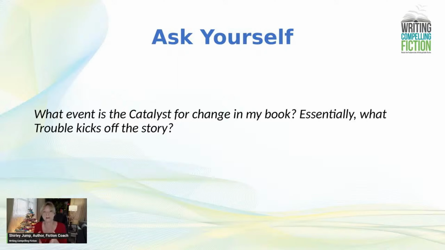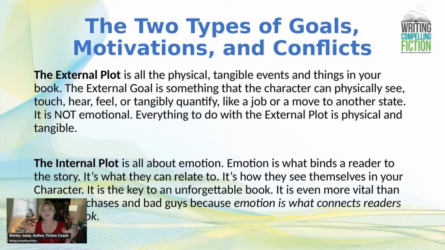What event is the catalyst for change in your book? What trouble kicks off your story? So there's two types of goals, motivations, and conflicts. And if you guys downloaded the plot handout and filled that out, then you've already kind of figured all of that out a little bit. But I wanted to talk about how to put it all together.